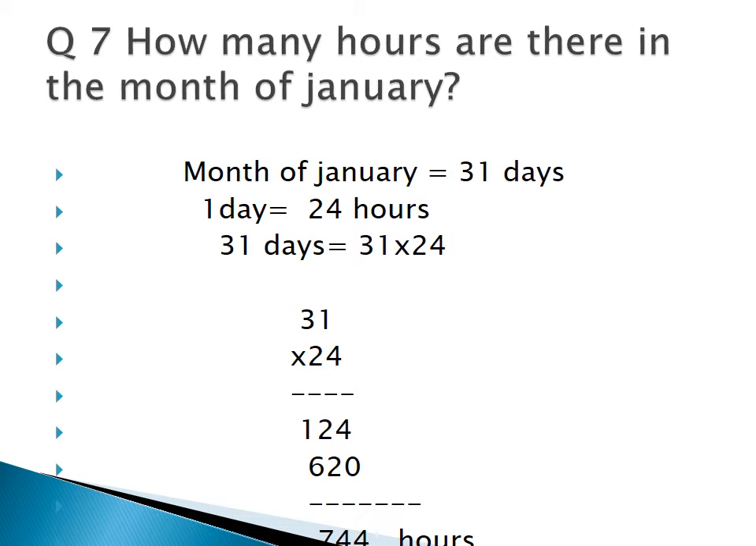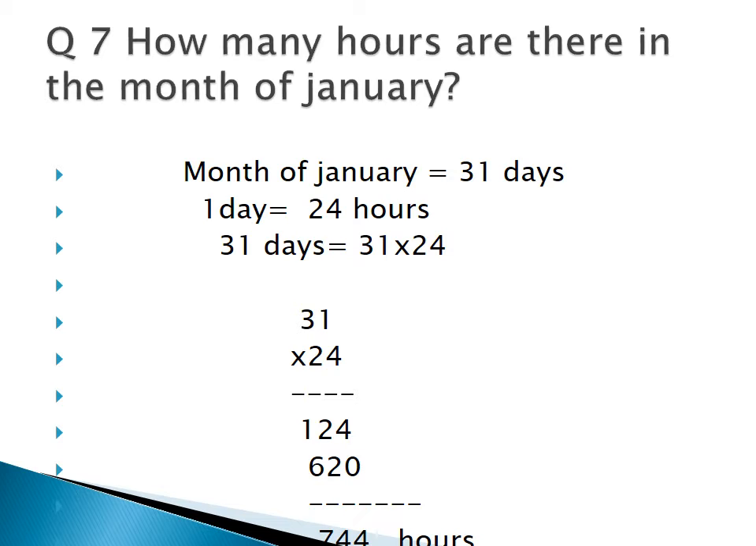Now we will solve question number 7. How many hours are there in the month of January? First of all, we will change month into days. Children, do you know how many days are there in the month of January? Yes, 31 days. Month of January is equal to 31 days. 1 day is equal to how many hours? Yes, 1 day is equal to 24 hours.